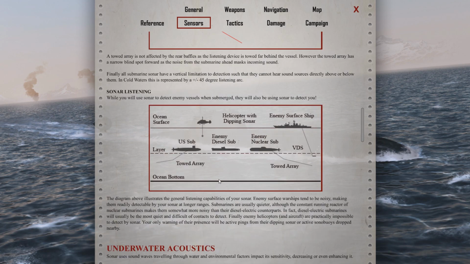The diagram above illustrates the general listening capabilities of your sonar. Enemy surface warships tend to be noisy, making them readily detectable by your sonar at longer ranges. Submarines are usually quieter, although the constant running reactor of nuclear submarines makes them somewhat more noisy than their diesel-electric counterparts. In fact, diesel-electric submarines will usually be the most quiet and difficult contacts to detect.